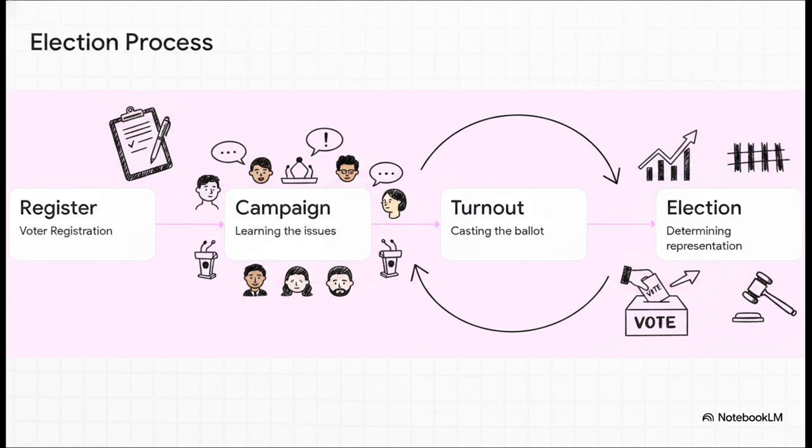First up, you have voter registration, getting your name on that official list. Second, campaigns. That's the period where voters really dig in and learn about the issues and candidates. Third is voter turnout, which is the actual day you go and cast your ballot. And finally, elections, the process that tallies the votes and determines our representation. It's a step-by-step journey that translates public opinion straight into public leadership.